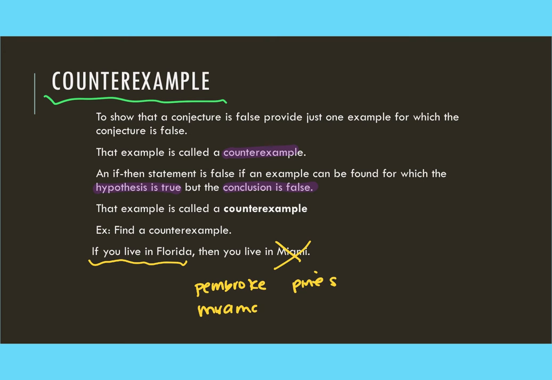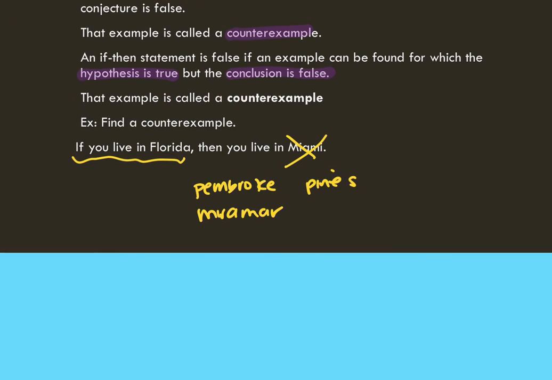That's not true. We're not making it true. We're making it false and providing examples on why it's false. But you're proving that it's false by providing what's called a counterexample, something that makes the first part true. So if I live in Pembroke Pines, I do live in Florida, right? That part is true. So you want to live in Florida, but outside Miami. You could literally list any other city in the state of Florida, and they are all counterexamples.